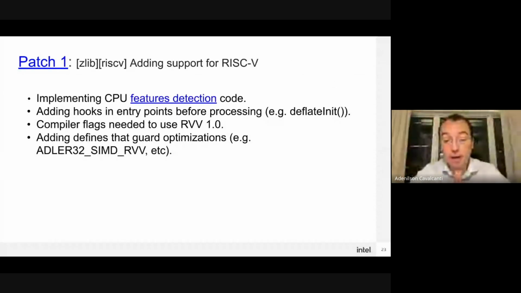The following patch was related to performance features detection. So similar to ARM, RISC-V may have extensions, and we have to detect them at runtime. And we have to specifically detect the presence of RVV 1.0, which stands for RISC-V vector extensions, and also add some support code for guarding the optimizations.